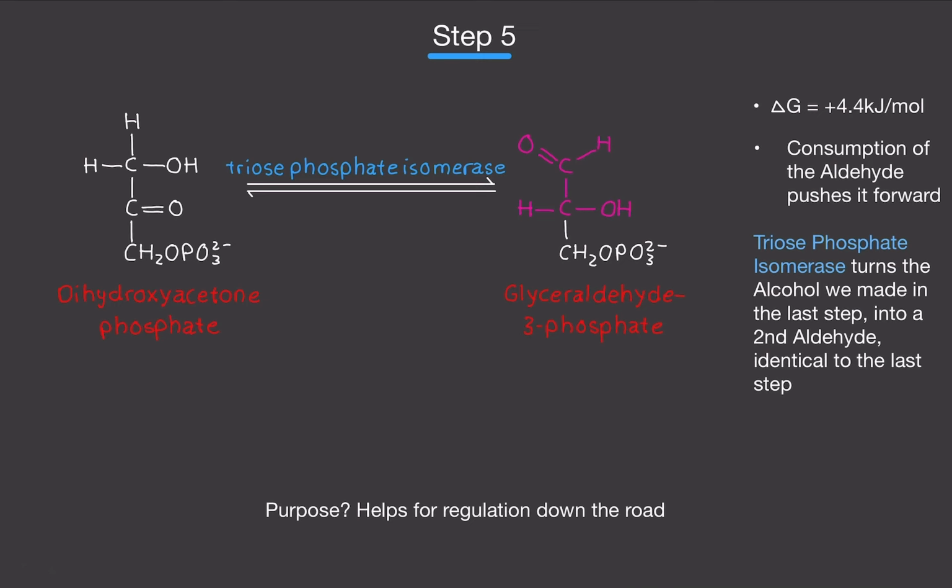Now, if you want to understand how it actually transforms, all we're doing here is moving this double bonded carbon oxygen to the top and moving this down below. So now here in glyceraldehyde 3-phosphate, the carbon double bonded oxygen is now on the top with an aldehyde here, and the alcohol is right here. That's it. Ta-da! And the purpose of this is for regulation down the road. Not really important. But the whole point of step 5 is to create the second glyceraldehyde 3-phosphate. That's it.